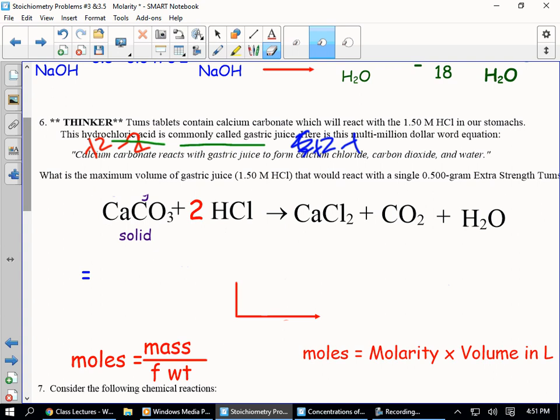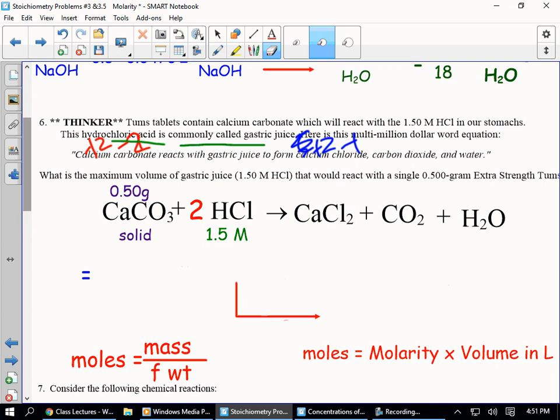Now the question was, we have solid CaCO3, and we also have a 1.5 molar hydrochloric acid solution. So it says, what is the maximum volume of gastric juice, it's 1.5 molar, that would react with a single 0.5 gram extra strength Tums tablet? So if you think you can do it from now, pause the program, let's give it a try.